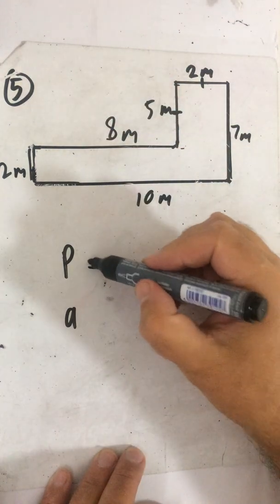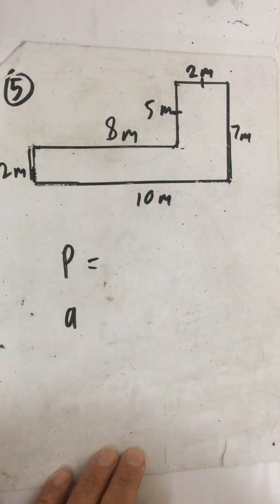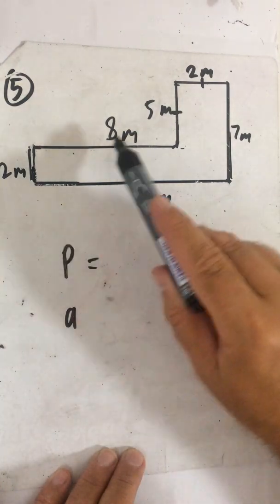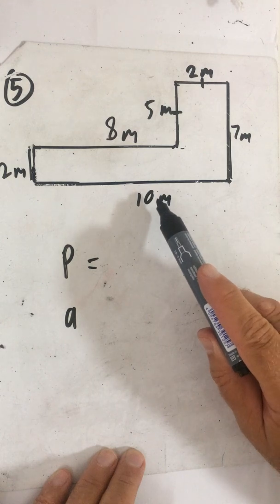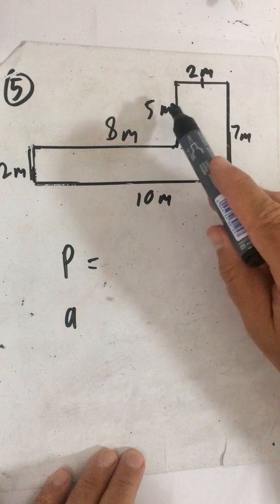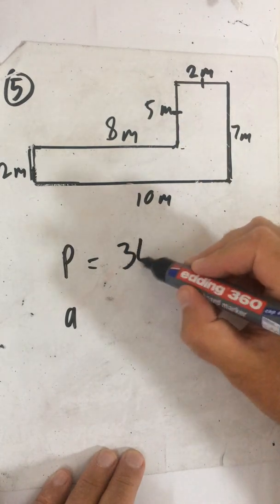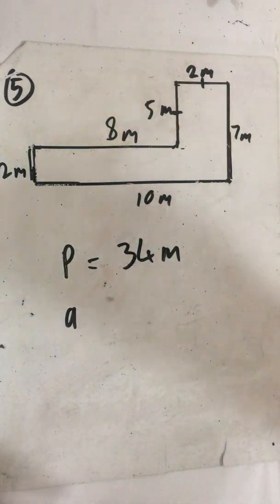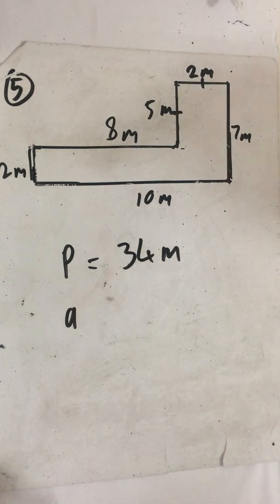Then for the perimeter, we just add them up. Okay, so the bigger numbers, we have to be a little bit careful. 8 and 2 is 10, 20, 27, 28, 29, and 5, 34. 34 meters.